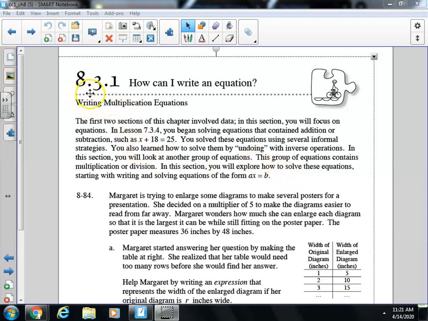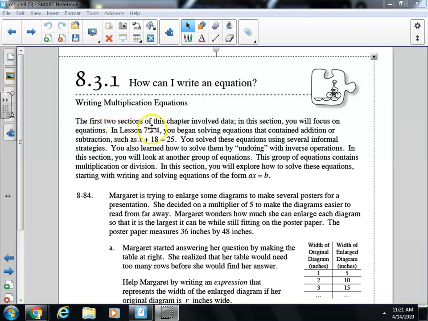Today we're going to be doing lesson 8.3.1, How Can I Write an Equation? The first two sections of this chapter involve data. In this section, you will focus on equations. Remember that an equation is two different expressions that are set equal to one another using an equal sign.